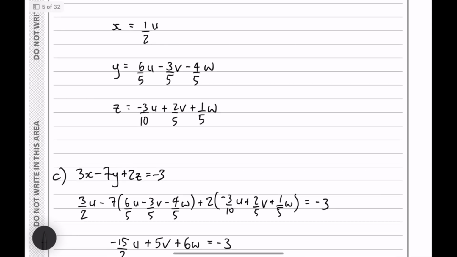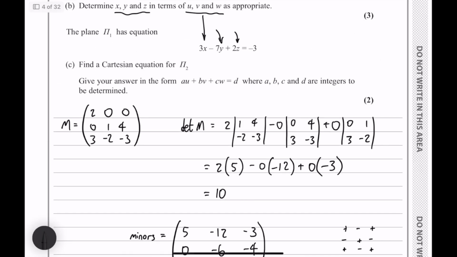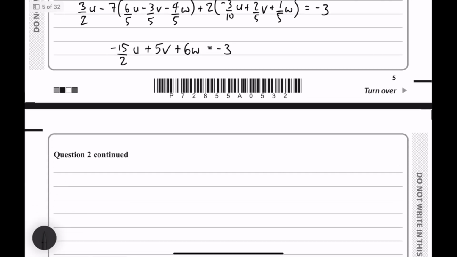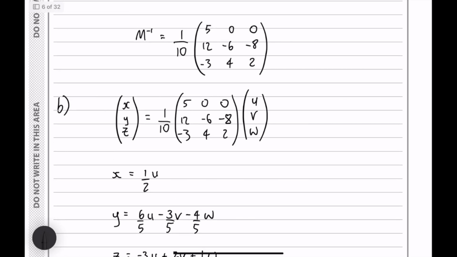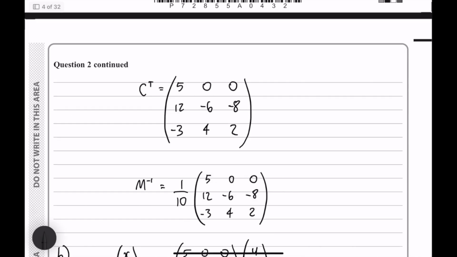They were much nicer numbers in the end than I expected. We want integers, so we're going to have to multiply everything by 2 to get minus 15u plus 10v plus 12w equals minus 6. And there we go. Part C finished. Question 2 finished. On to question 3.